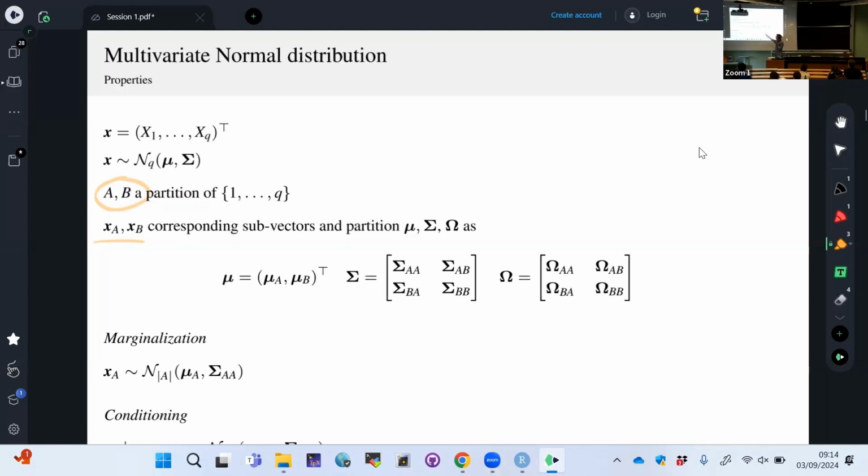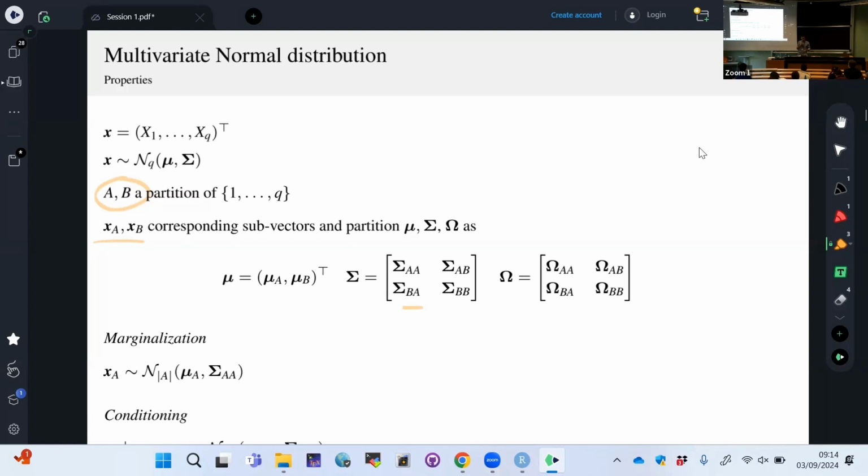Two are diagonal blocks, like sigma_AA and sigma_BB. And the other 2 blocks are one the transpose of the other, of course, because both matrices are symmetric. These are sigma_BA and sigma_AB, so the block of sigma with rows indexed by B, for example, and columns indexed by A. And we can do the same for omega in this way.